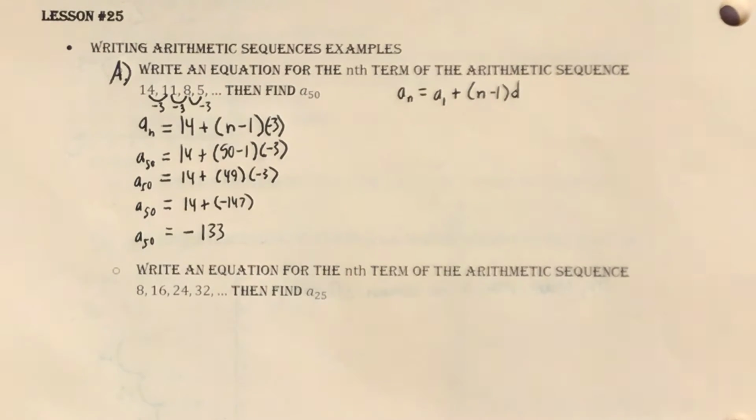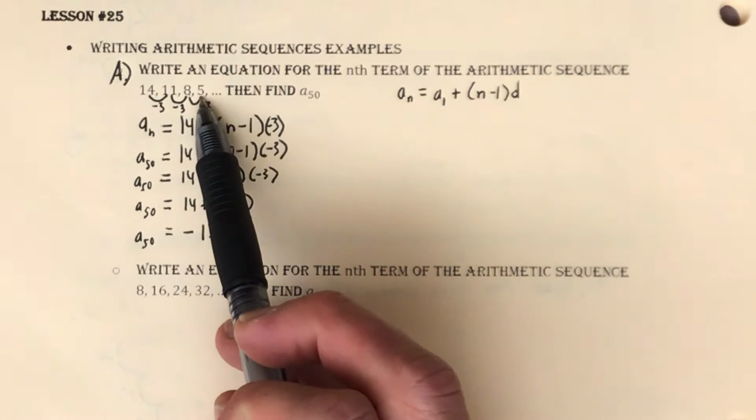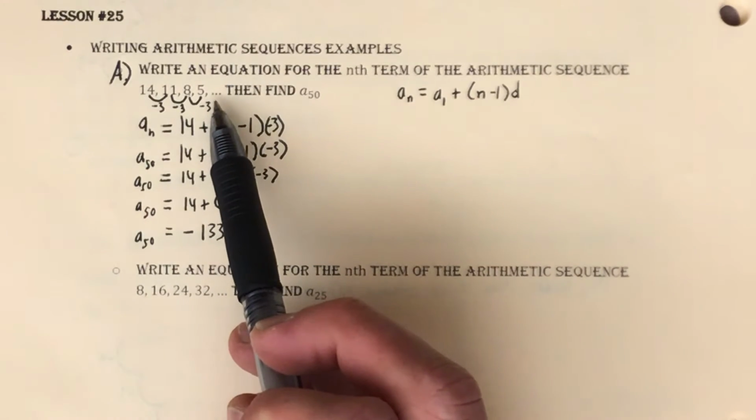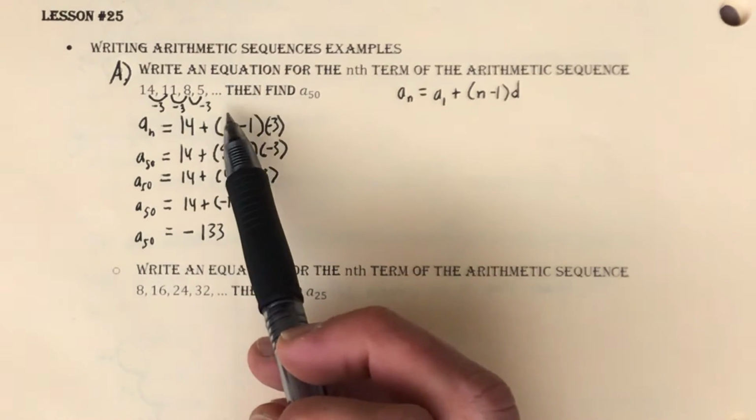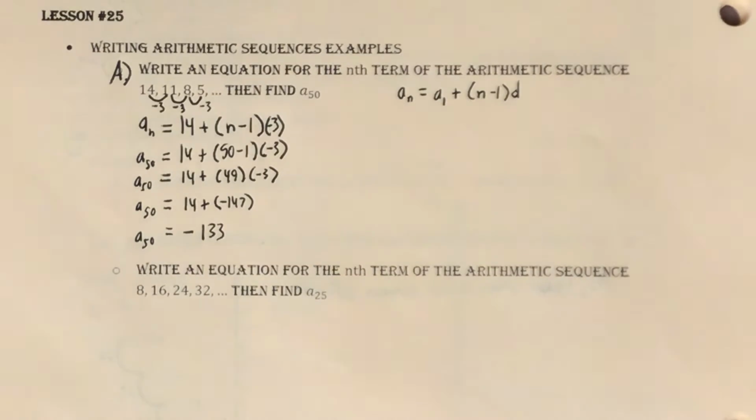So again, I could have written that out. I could have gone from 5, subtracted 3 again, and gotten 2. From 2, subtracted 3 again, gotten negative 1, and done it over and over and over until I hit the 50th term, right? Which can take quite a while. But because I have this formula, I was able to simply plug that 50 into the formula and then simplify it down to figure out that the 50th term in this sequence is negative 133.